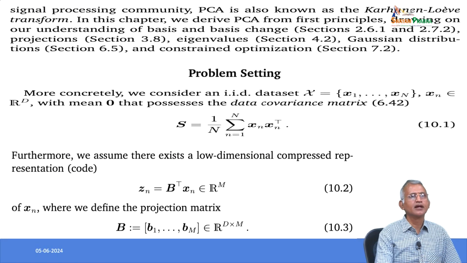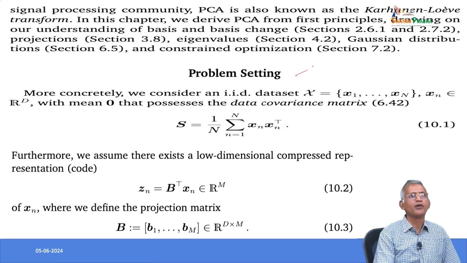In the signal processing community, PCA is also known as the Karhunen-Loeve transform. In this talk we derive PCA, principal component analysis, from first principles, drawing on our understanding of basis and basis changes, projection, eigenvalues, Gaussian distribution and constrained optimization. So, these are all included in PCA.